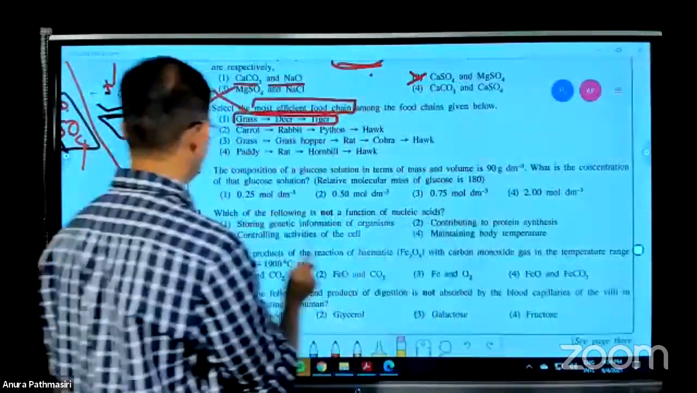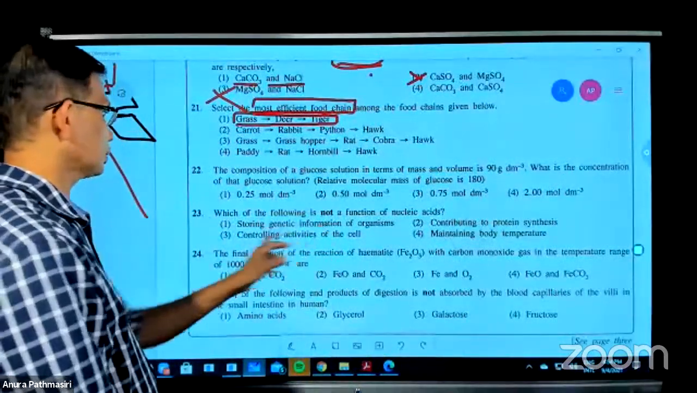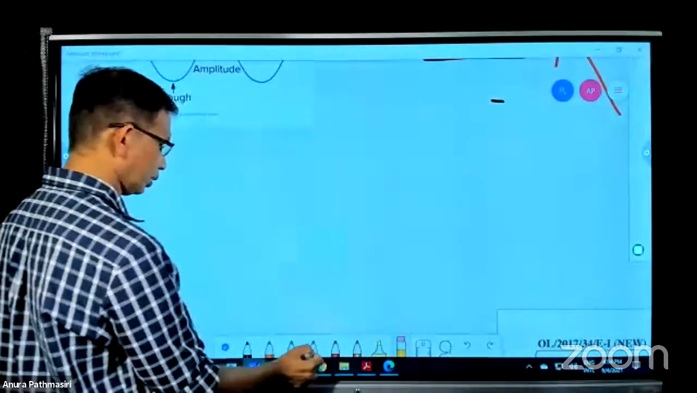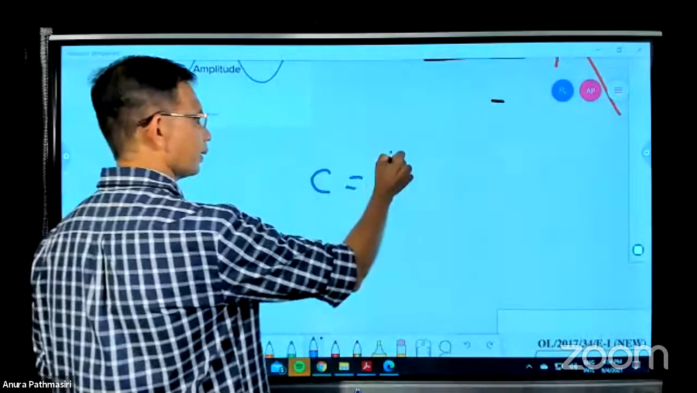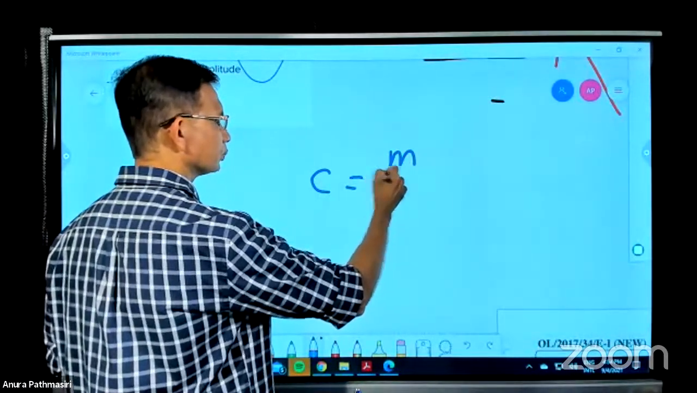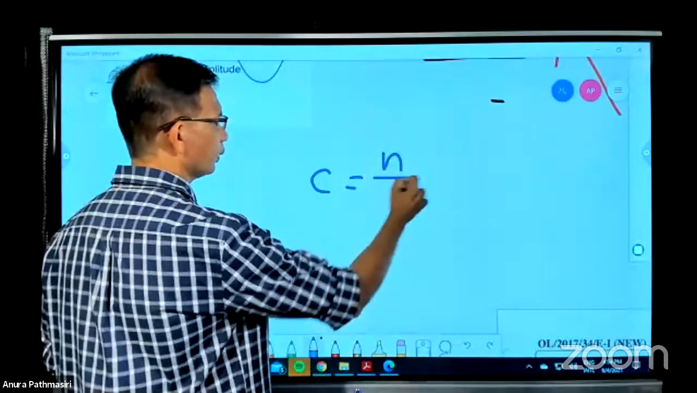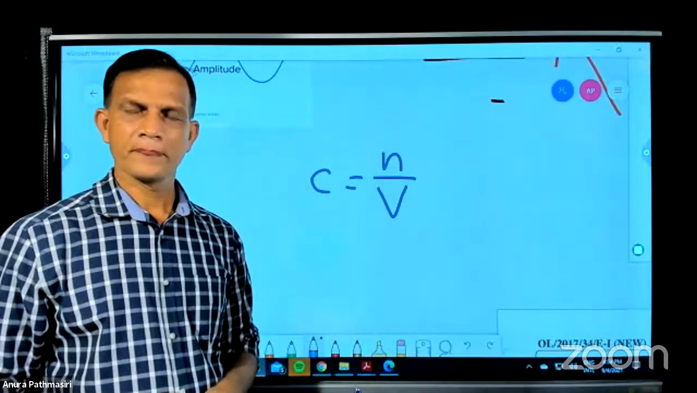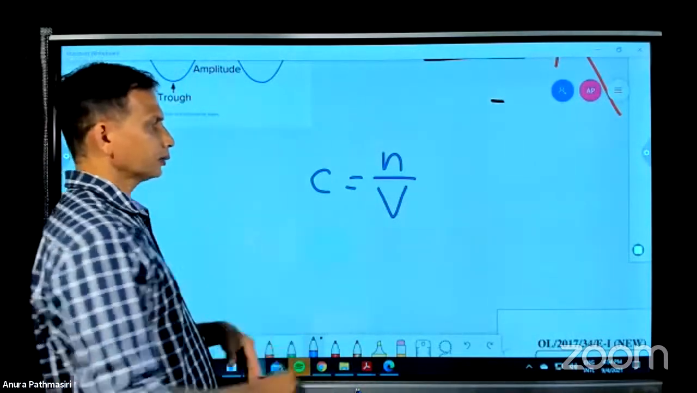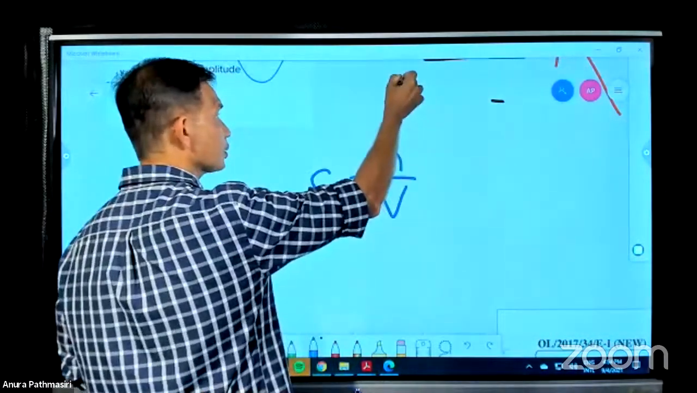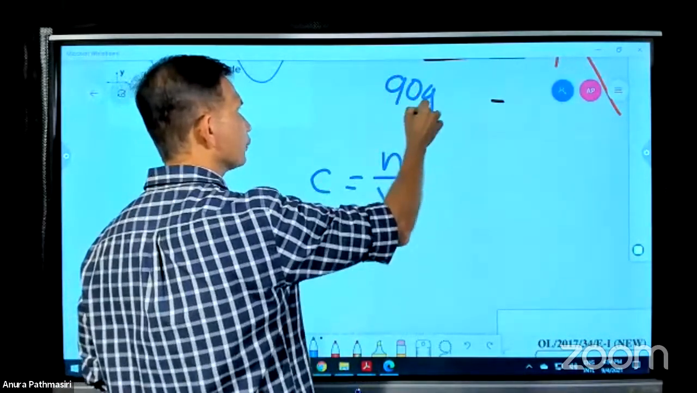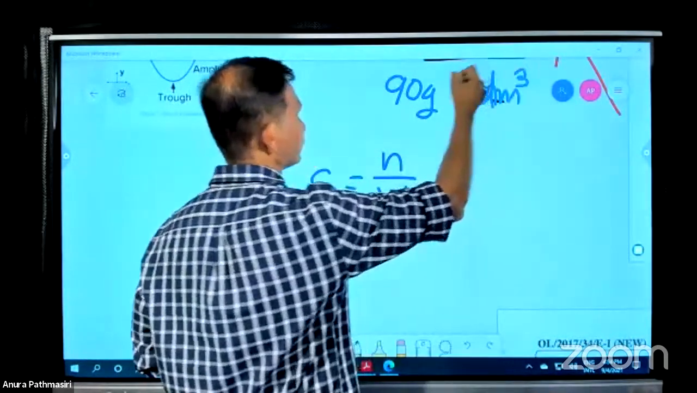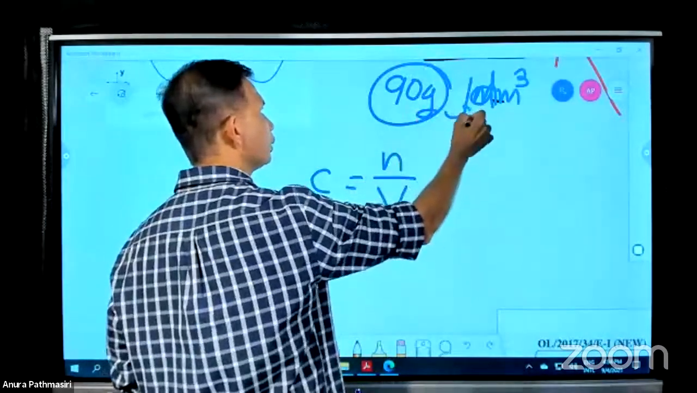Here, what we have studied is concentration equals simple n over V. Am I correct? Yes, sir. Then the question says 90 gram is available in 1 cubic decimeter. 90 gram in 1 cubic decimeter.